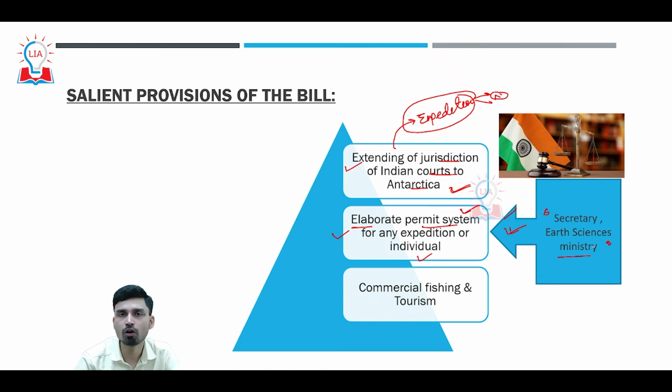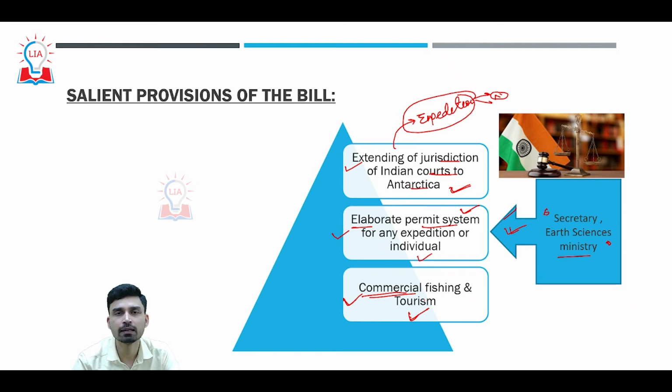Then there will be members from all other concerned ministries like Ministry of Space, Ministry of Ocean, Ministry of Environment and Forest, and also a member from the National Security Commission as well as National Ocean Research Programs. And the third most important provision of this bill is that it tries to, we can say, legalize commercial fishing as well as tourism in the Antarctic region from the Indian side.